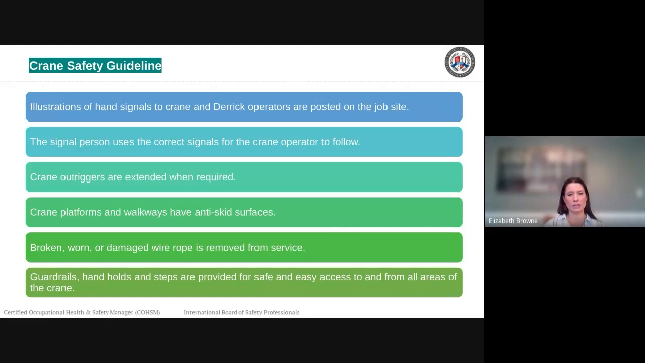Illustrations of hand signals to derrick and crane operators are posted on the job site, and that would be something included in your crane and derrick operator training. You should have a signal person that uses the correct signals for crane operators to follow. The crane outriggers should be extended when required to ensure stability. Crane platforms and walkways should have anti-skid surfaces. Broken, worn, or damaged wire rope should be removed from service. Guardrails, handholds, and steps are provided for safe and easy access to and from all areas of the crane.